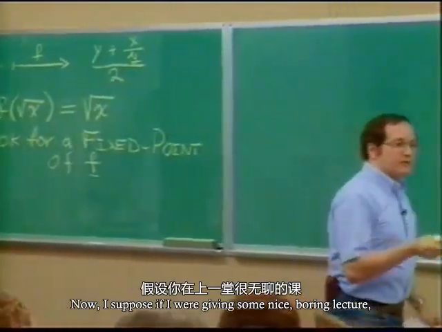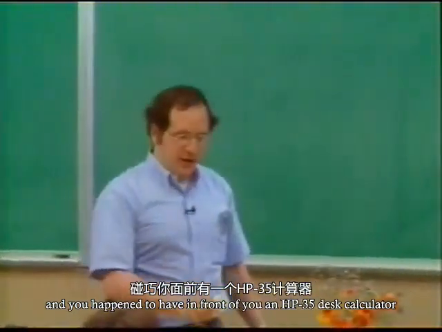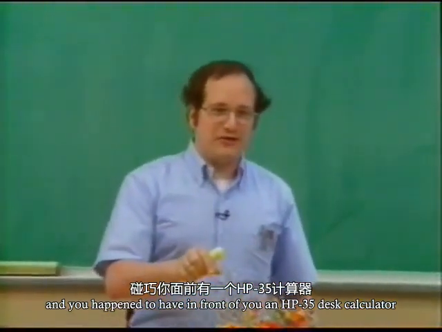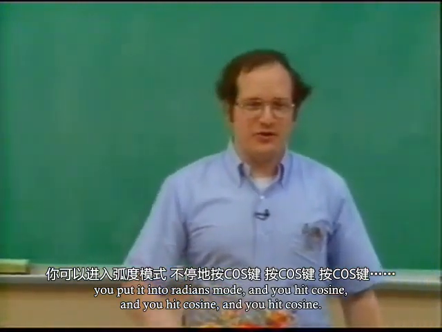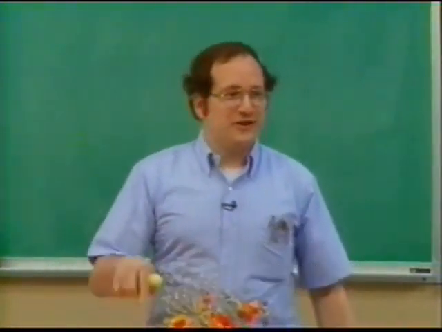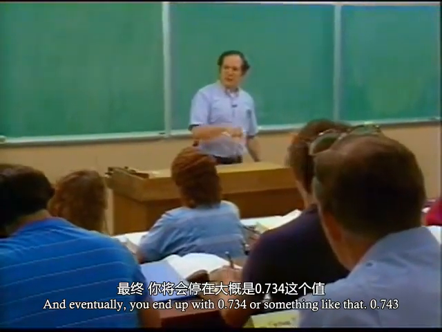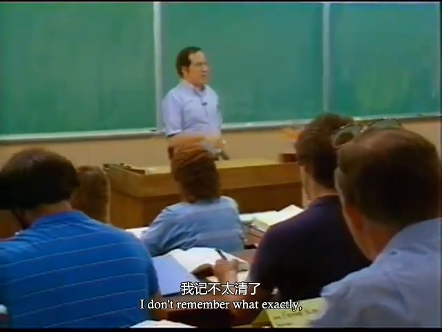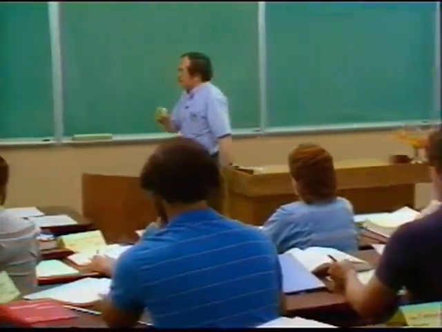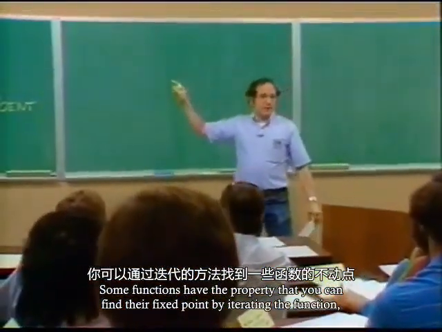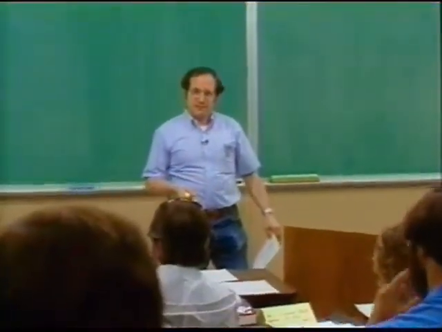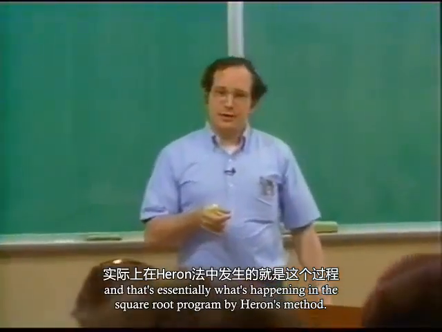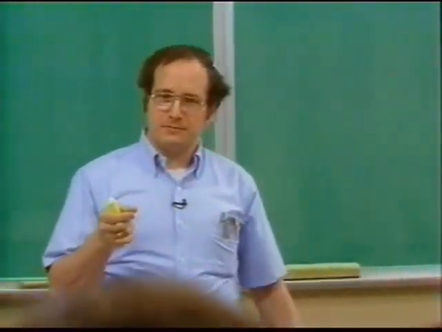Now, I suppose if I were giving some nice boring lecture and you happen to have in front of you an HP 35 desk calculator, like I used to have when I went to boring lectures, and the thing is really boring, you put it into radians mode, and you hit cosine, and you hit cosine, and you hit cosine. And eventually you end up with 0.734 or something like that. 0.743, I don't remember exactly. And it gets closer and closer to that. Some functions have the property that you can find their fixed point by iterating the function. And that's essentially what's happening in the square root program by Heron's method.